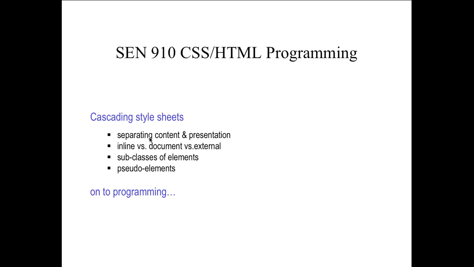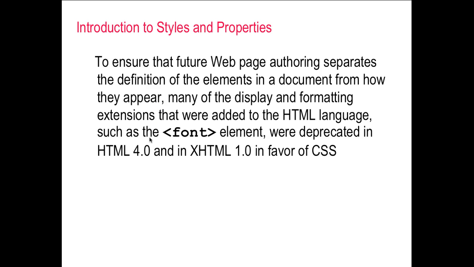Cascading style sheets separate the content and the presentation. So far what we've been looking at is putting them all together in one file. So we have inline versus document versus external. There's 3 different ways of using style sheets. They're cascading because one is going to override the other. So they're in a hierarchy. And then we have the subclasses or elements, components that we're defining. And then we have pseudo elements. So in terms of the concept, the introduction to styles and properties, to ensure future web page authoring separates out the definition of the elements in the document from how they appear, we can use an extension added to the HTML language, and extensions such as font as an example.